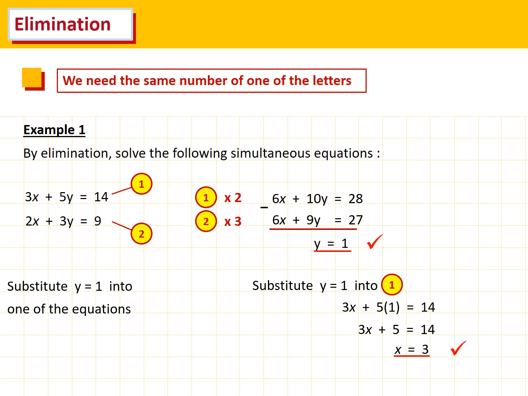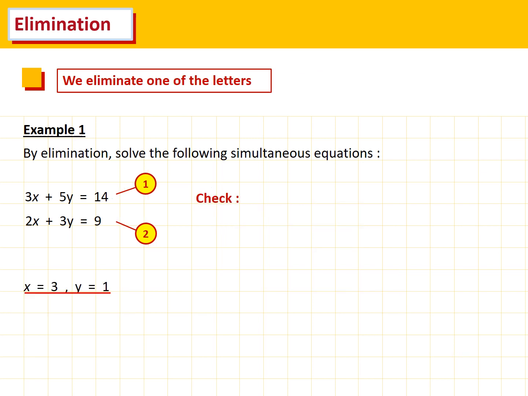So we think they're the right answers, but we need to check. And when we do check, putting x equals 3 and y equals 1 into the first equation, we end up with 3 lots of 3 plus 5 lots of 1. Does that equal 14? 9 plus 5 equals 14. Yes, it does. And when we put x equals 3 and y equals 1 into the second equation, we get 2 lots of 3 plus 3 lots of 1. Does that equal 9? Yes, it does. We've got the right answer.